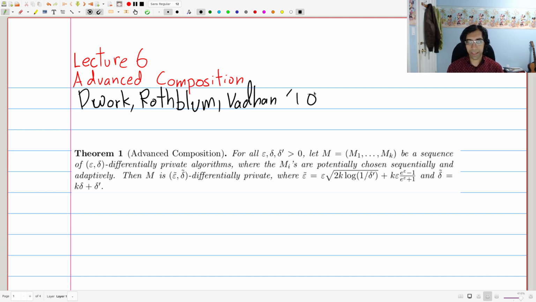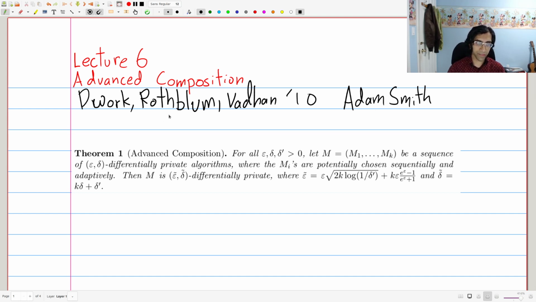So today's presentation is very heavily based off some lecture notes of Adam Smith. I'll link these in my own lecture notes for accreditation. His presentation is based off a result of Kairouz, Oh, and Viswanath, and also the book by Dwork and Roth. Okay, so today we're going to talk about advanced composition.